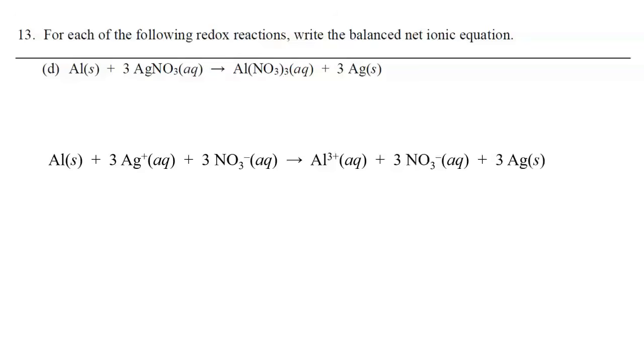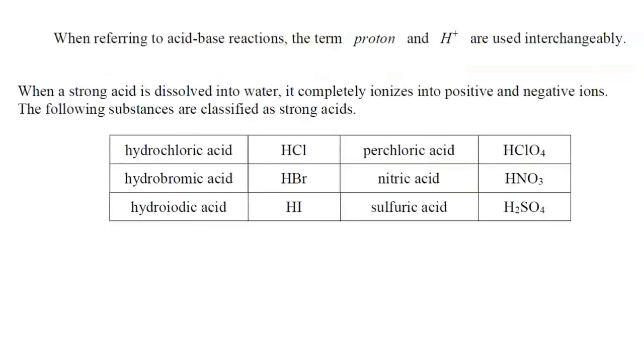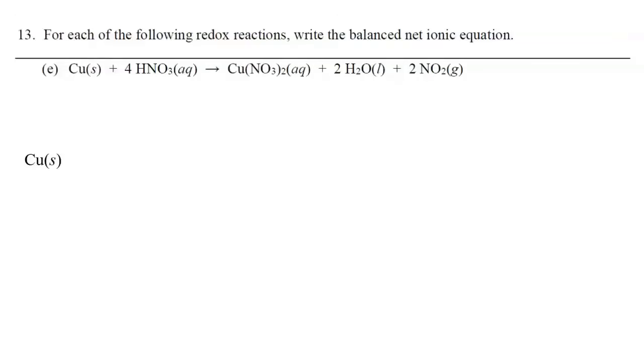Let's cross off those nitrate ions on both sides of the equation, and then what we have left is our net ionic equation. All right, moving on to part E. Copper solid, just leave it as is, no change. Nitric acid, HNO3, is one of our 6 strong acids, so we are going to split it up. There's a 4 in front, so it's going to split up into 4H plus and 4 NO3 minus ions.